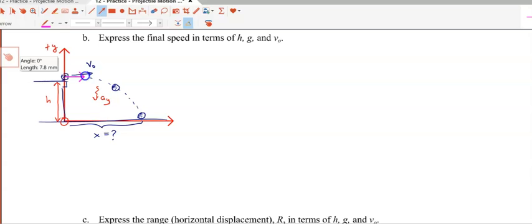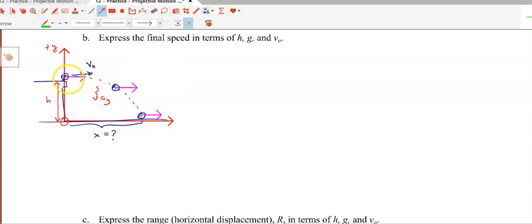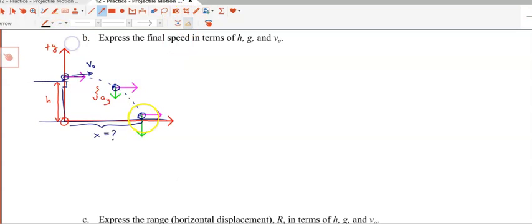So the horizontal velocity is to the right, to the right, to the right, right? But the vertical velocity, there's none here, but it goes down and then it gets bigger. And what we're asked to find here is actually the resultant velocity. We want to find out what this v is right here. So we're looking for an expression for v in terms of v naught, h, and g.